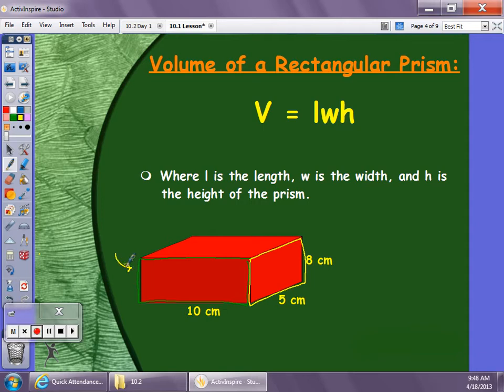So now when we go ahead and find the volume, we're going to say the volume is going to equal the length times the width times the height of the figure, which is 10 centimeters. So 5 times 8 times 10 will give us 400. So in this case, it's going to be 400 centimeters cubed. So remember that volume is cubed because 5 centimeters times 8 centimeters times 10 centimeters is 400 centimeters cubed.